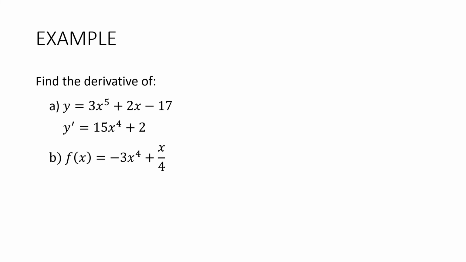How about this one? Here I've got negative 3x to the power of 4 plus a quarter x. All right, the 4 comes down, negative 12x cubed plus, this is the same as this one. This is x to the power of 1. The 1 will come down, x to the naught. That's just going to be a quarter. So f dashed of x is equal to negative 12x cubed plus 1 quarter.